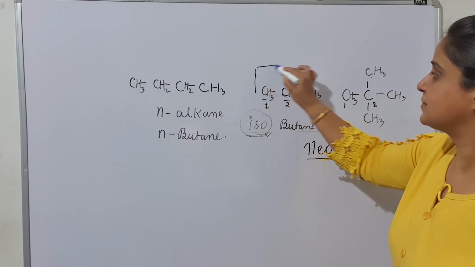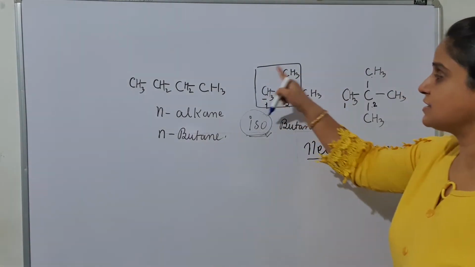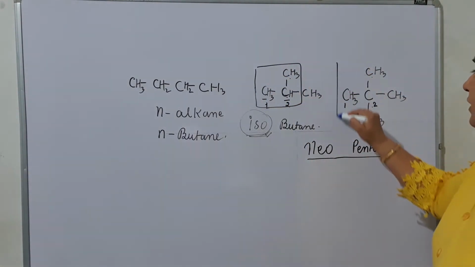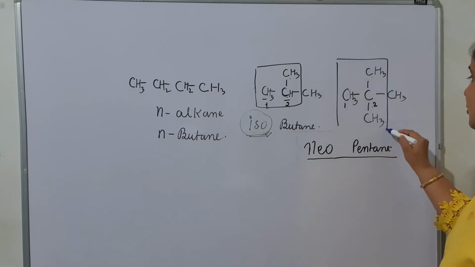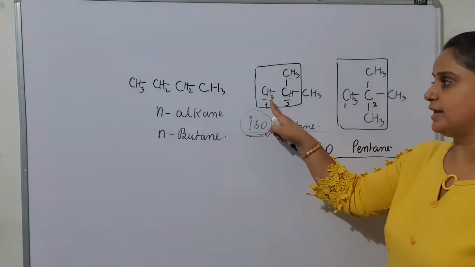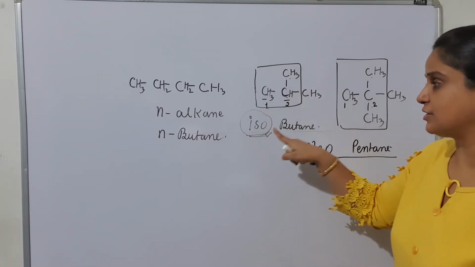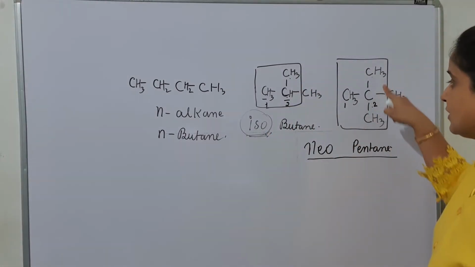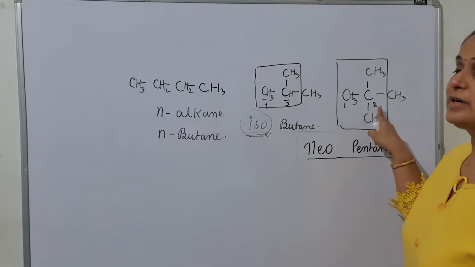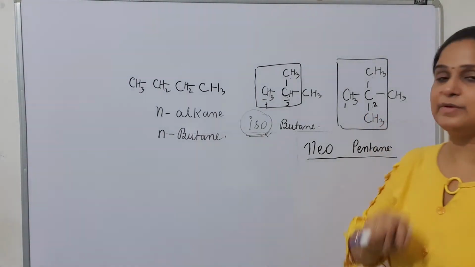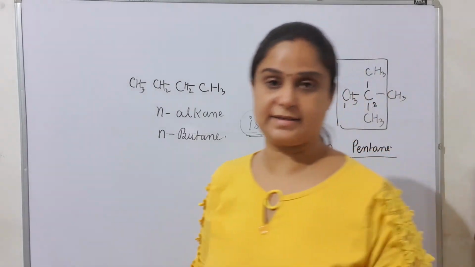Iso is this. This group is called iso group and this group is called neo group. When there is one methyl group at the second carbon, it is called iso group. When there are 2 methyl groups at the second carbon, it is known as neo. Let us take one more example to better understand it.